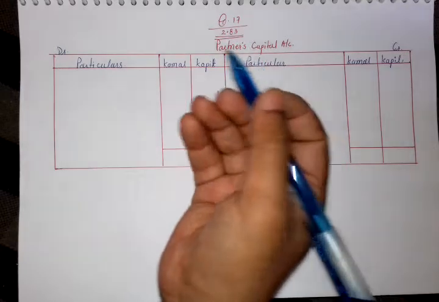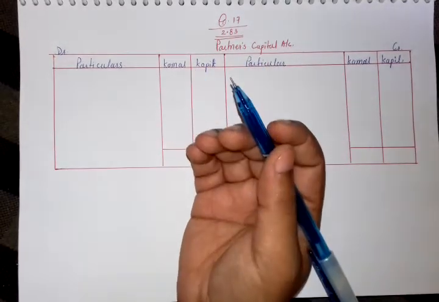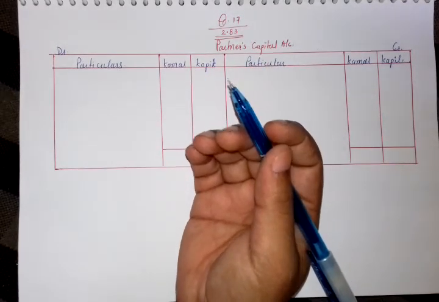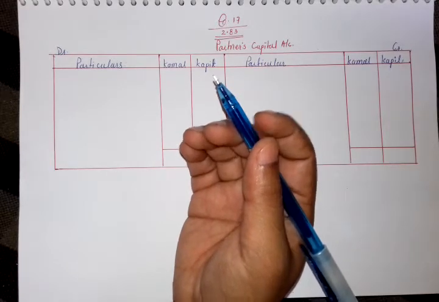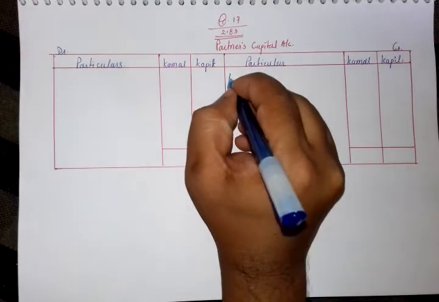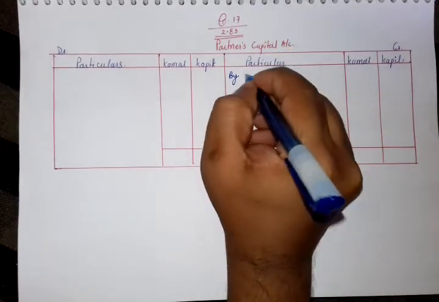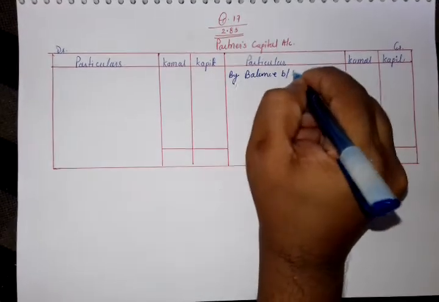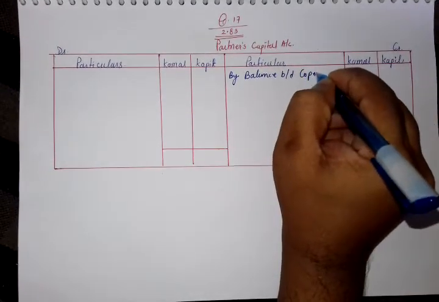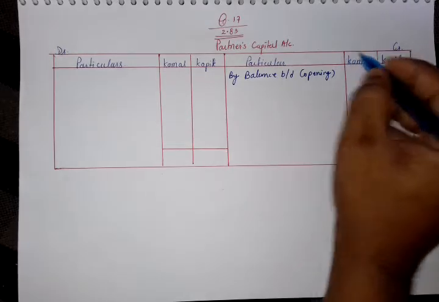Here we are preparing the profit and loss appropriation account. So see, we have by balance b/d, it means opening 5 lakh rupees each.